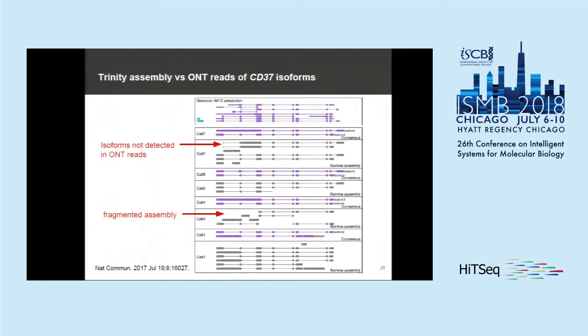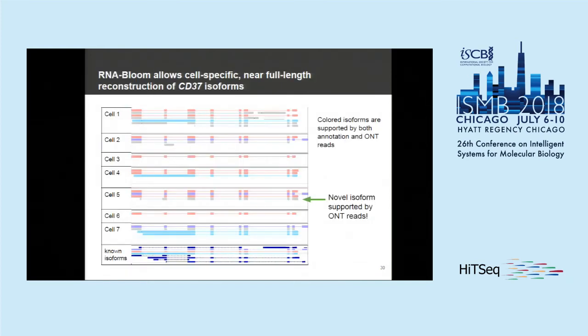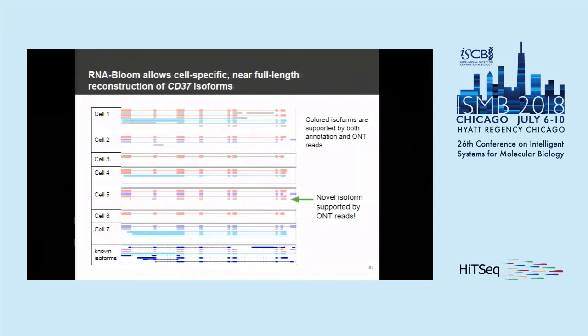For the publication where this data set was released, the authors identified that Trinity, a bulk RNA-seq assembler, would generate a lot of isoforms that are not detected by ONT reads, and its assembly is quite fragmented in some cases. Now if we look at the assembly of RNA-Bloom for the same gene, for the same data set, we can see that RNA-Bloom is able to reconstruct the different isoforms for this gene to near full length. It's also important to note that RNA-Bloom is able to reconstruct a novel isoform that is actually supported by Nanopore reads.